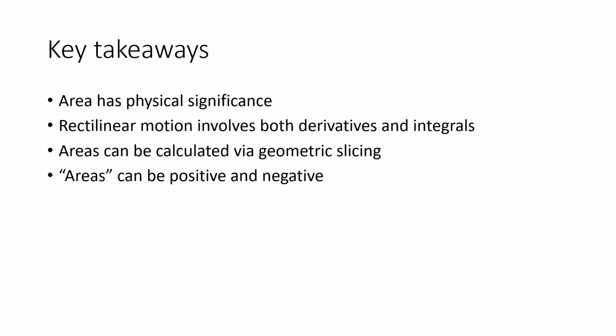It's important for students to realize that areas can be calculated via geometric slicing, and we're going to be doing that very soon in a technique that we call the Riemann sums. And of course, since this is calculus, we're going to be using limits as well. And another important thing is that, in air quotes, areas can be positive or negative if you think about the context correctly.